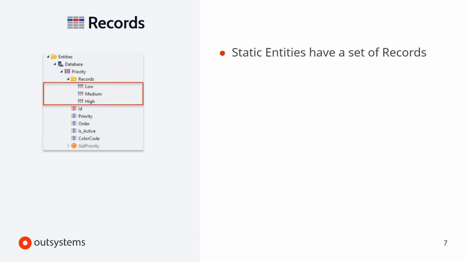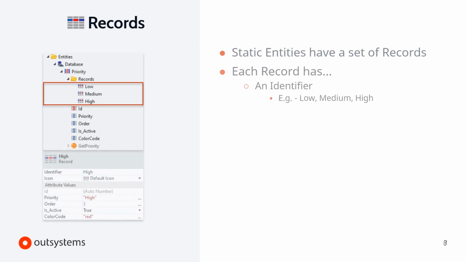Static entities have a set of records. These can be found under the Records folder. Our priority static entity has 3 records: low, medium, and high. Each record is going to have an identifier, and then it will have a value for each of the attributes that were defined for the static entity.